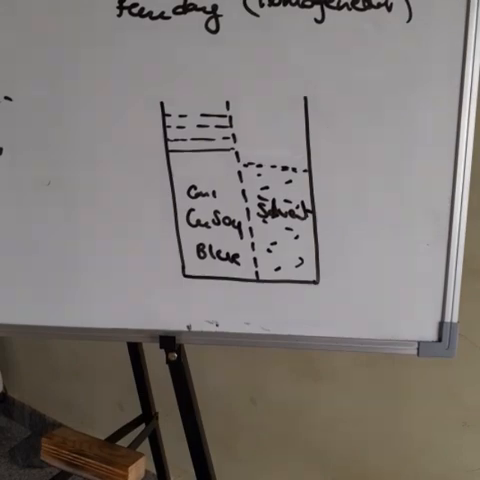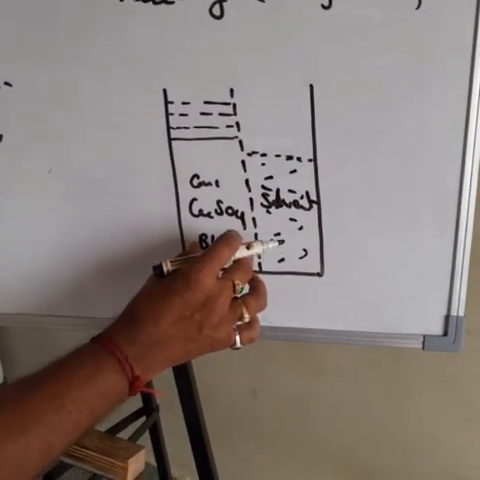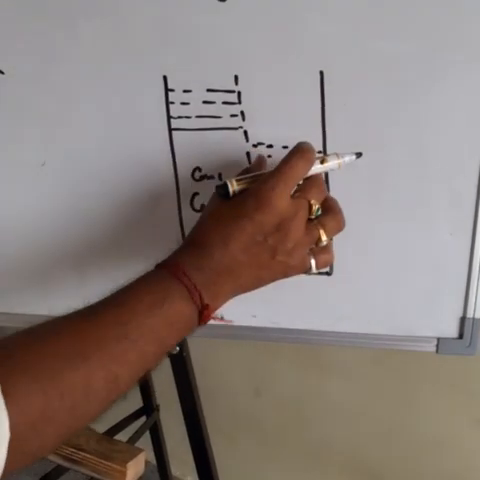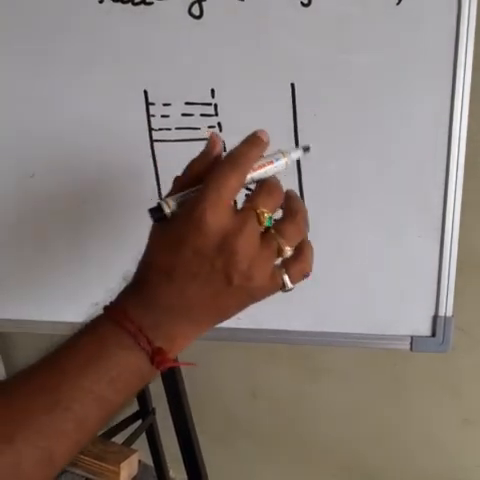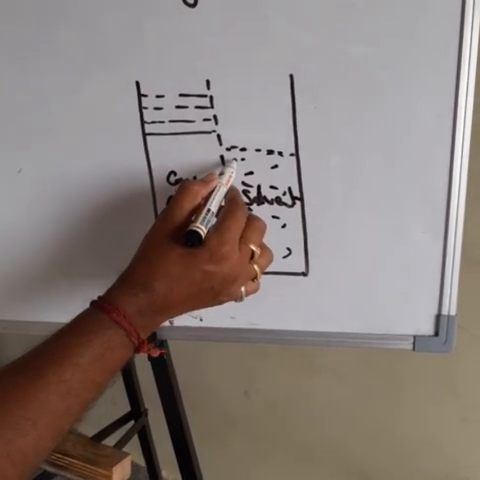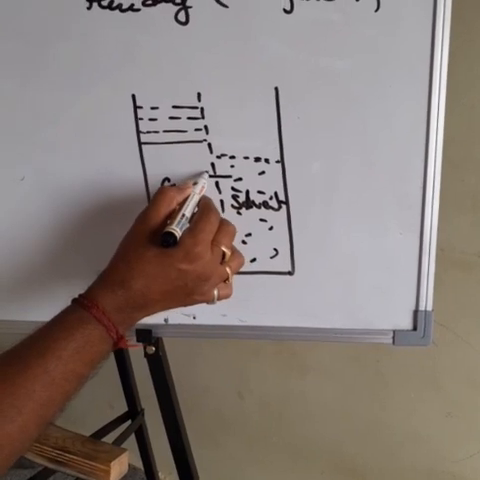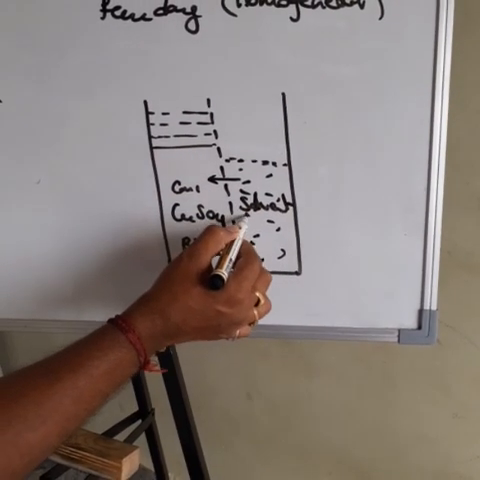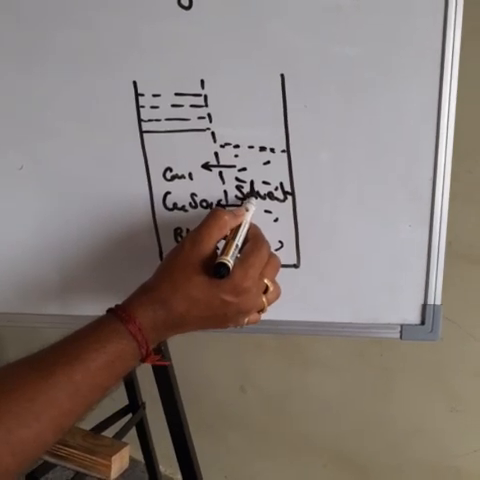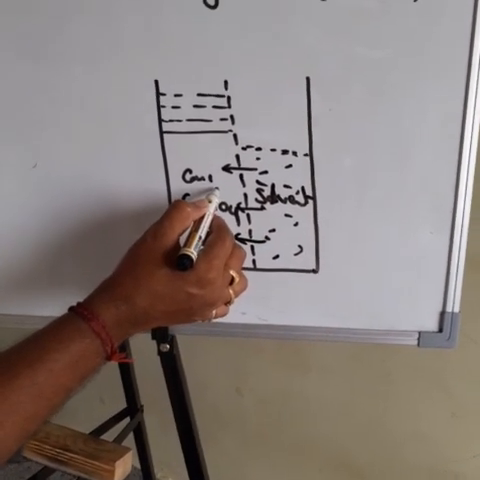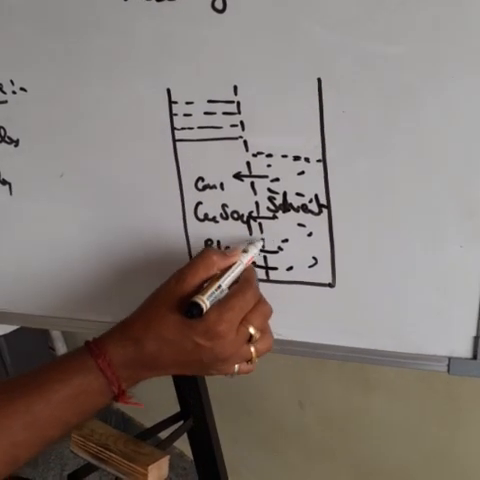What is the reason? After taking the concentrated copper sulfate solution into the first compartment and the pure solvent into the second compartment, after a few hours we can observe, through the semi-permeable membrane, that the pure solvent particles enter into the concentrated copper sulfate solution.